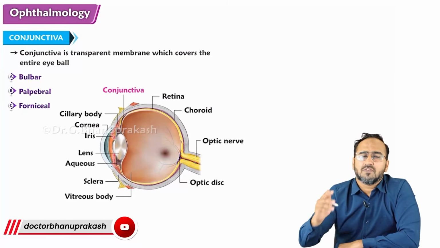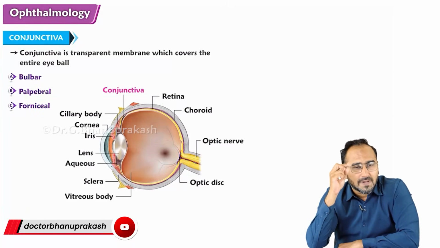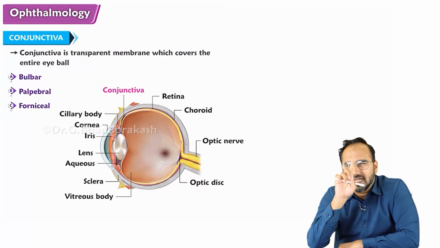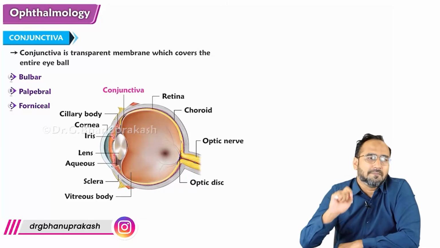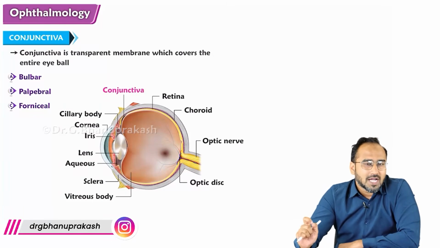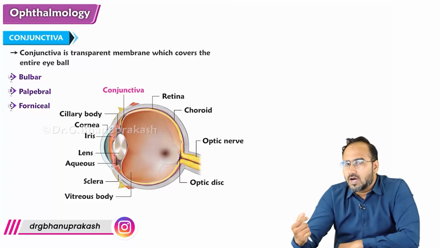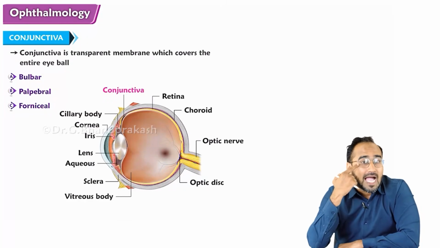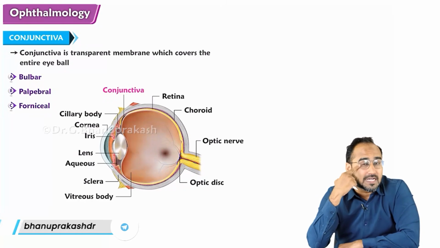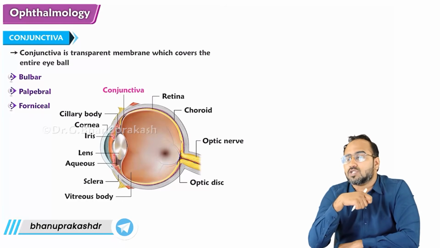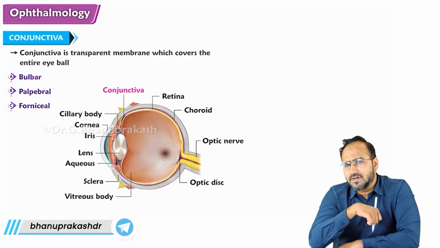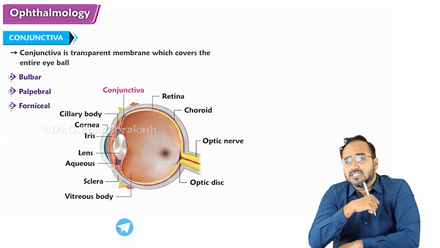Palpebral conjunctiva means what? When you evert the eyelid, the conjunctiva that you see is called palpebral conjunctiva. On the white part of the eyeball, that is, on the sclera, the conjunctiva that you see is called bulbar conjunctiva. And on the angles of the eye, the conjunctiva that is present is called fornicial conjunctiva.